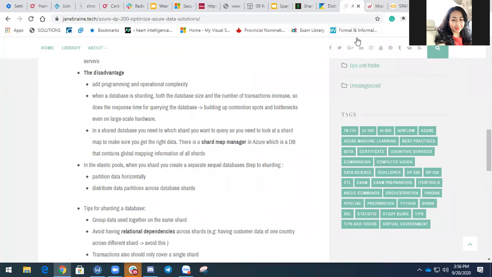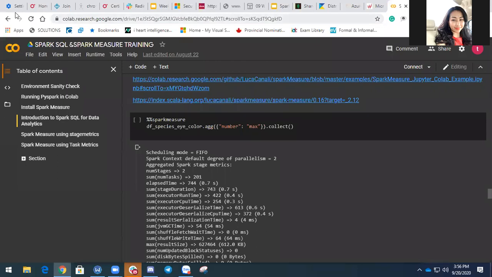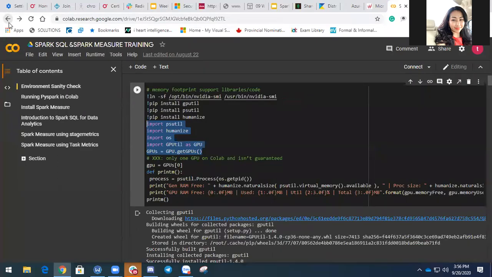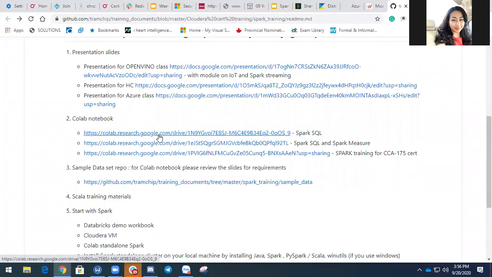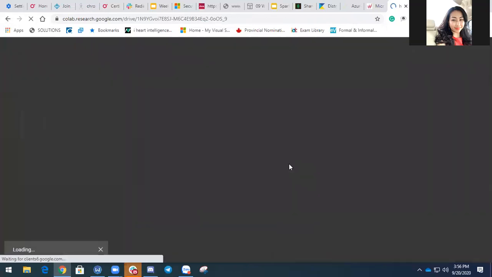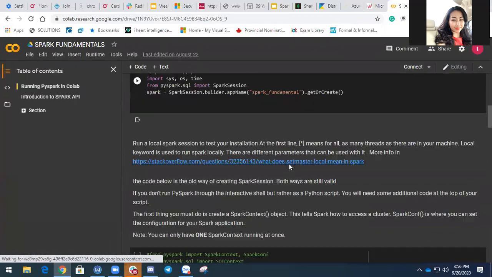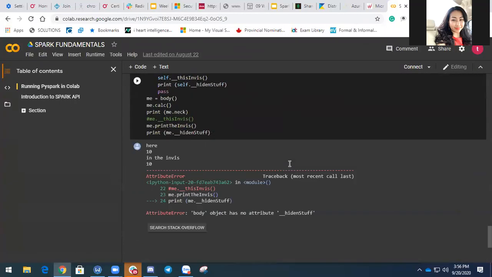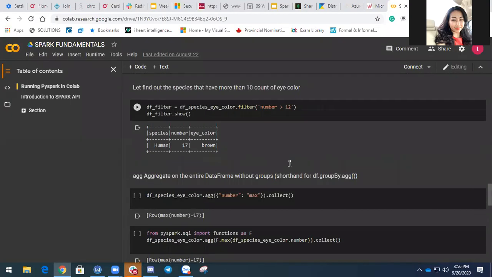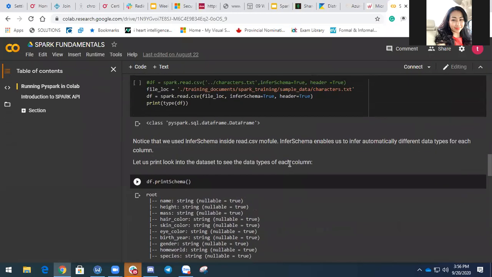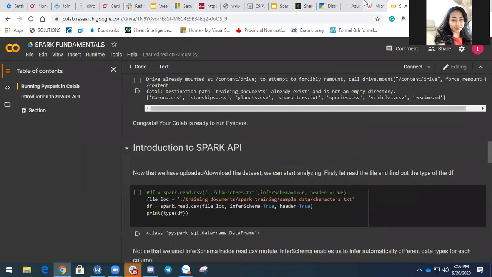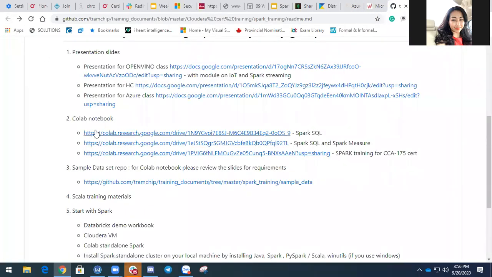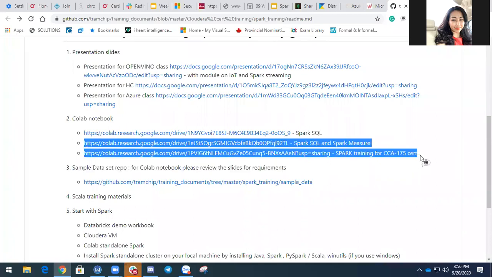Let me see what notebooks I have. I think this one is basically the same, but without Spark Measure, so I'll delete this one because it doesn't bring any value. Please just use the latter two links to play around with Spark.